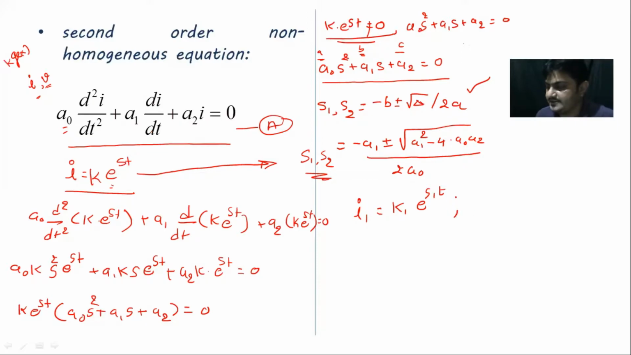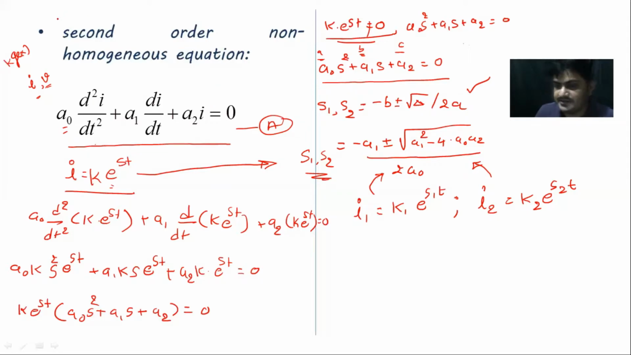And as well as I2, that is equal to K2 into e raised to S2t. This is my another solution, and this equation is also satisfied this equation, right? So it means that I1 is the solution for this particular differential equation. I2 is also the solution of this particular differential equation.